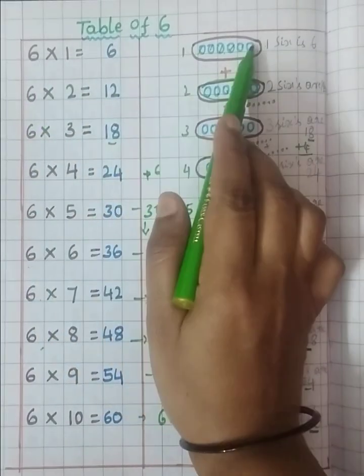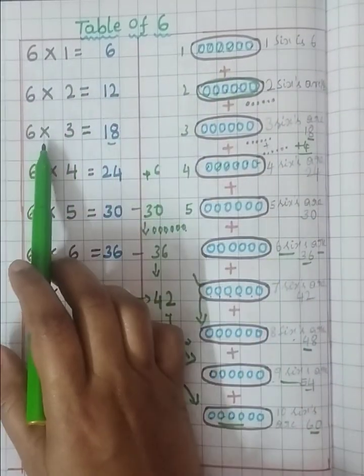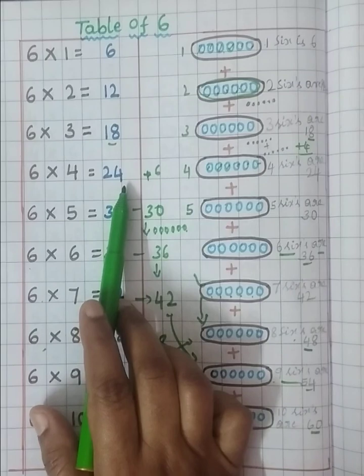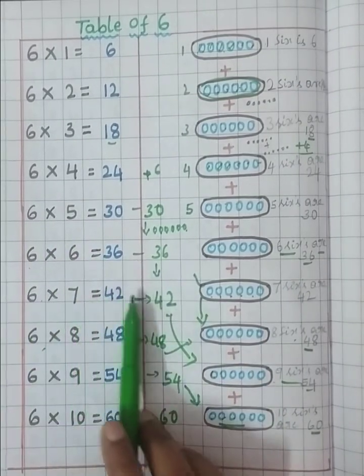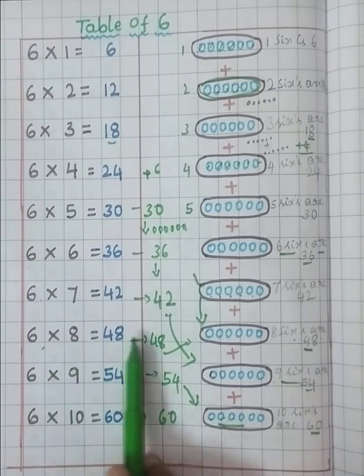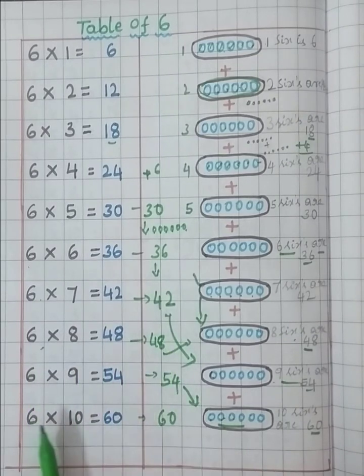So 6 1s are 6, 6 2s are 12, 6 3s are 18, 6 4s are 24, 6 5s are 30, 6 6 are 36, 6 7s are 42, 6 8s are 48, 6 9s are 54, 6 10s are 60.